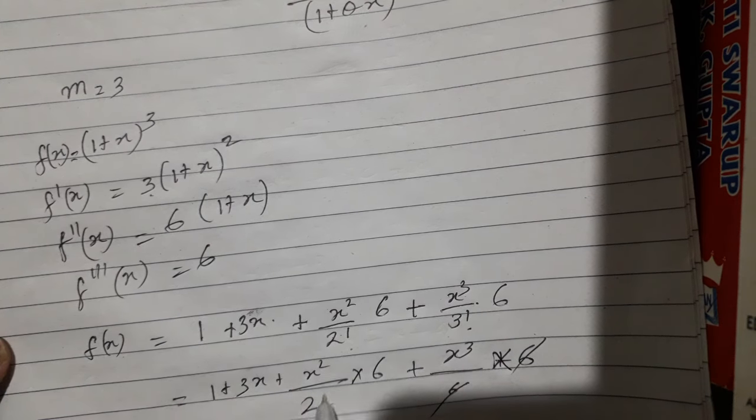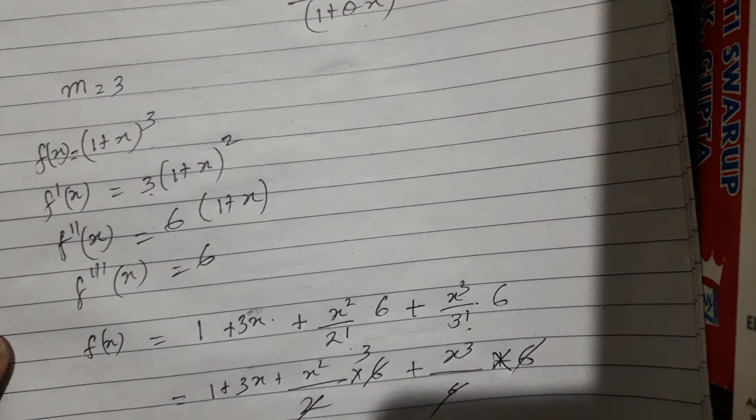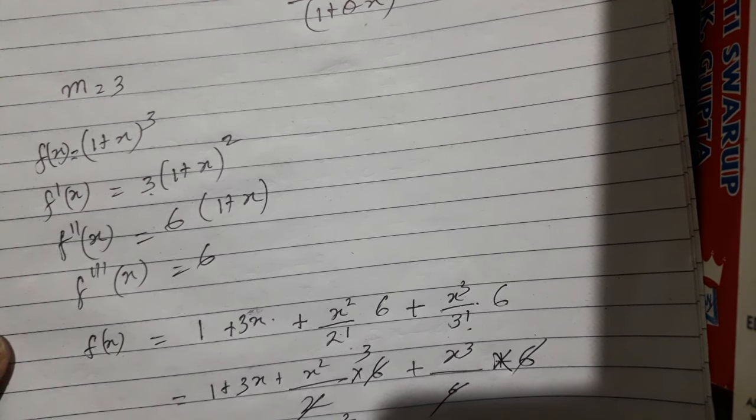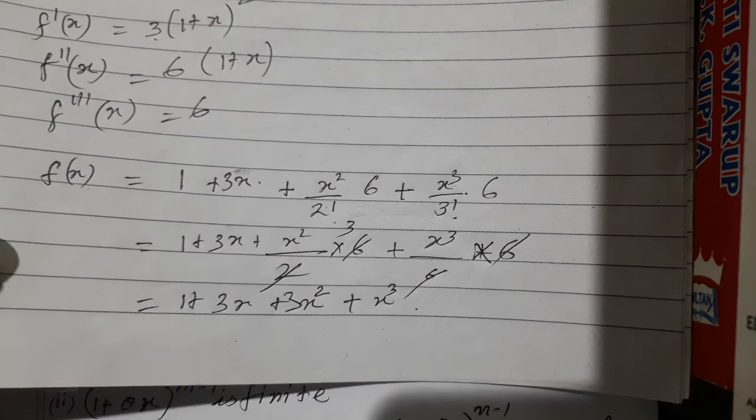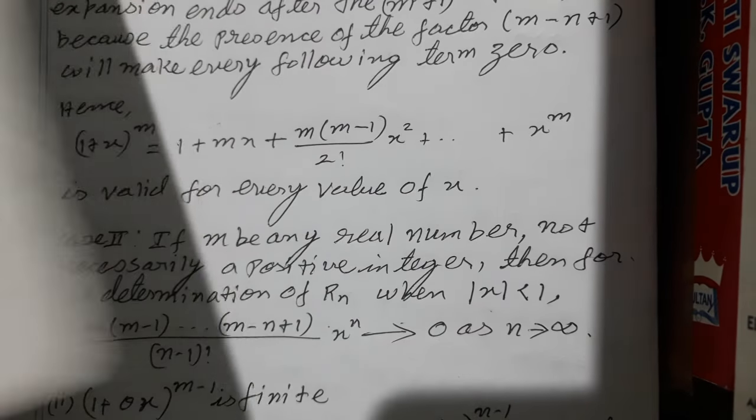So this and this cancel, so we get here 3. So we get here 1 plus 3x plus 3x squared plus x cubed. So in that way we are getting here 1 plus 3x plus 3x squared plus x cubed.